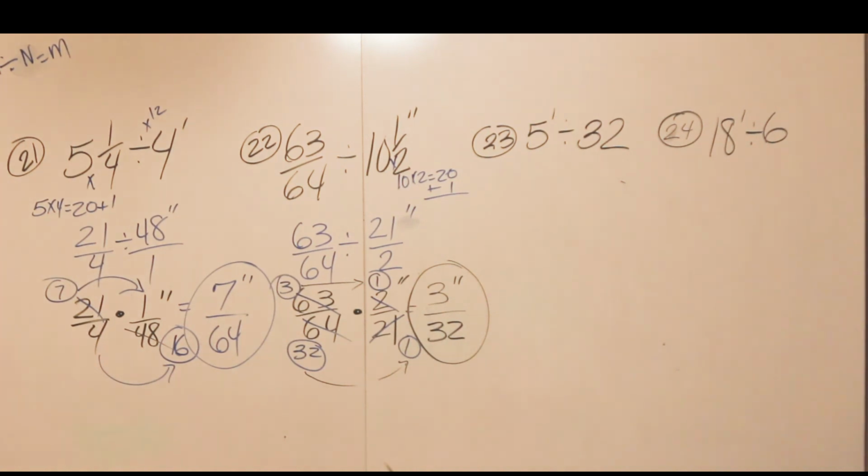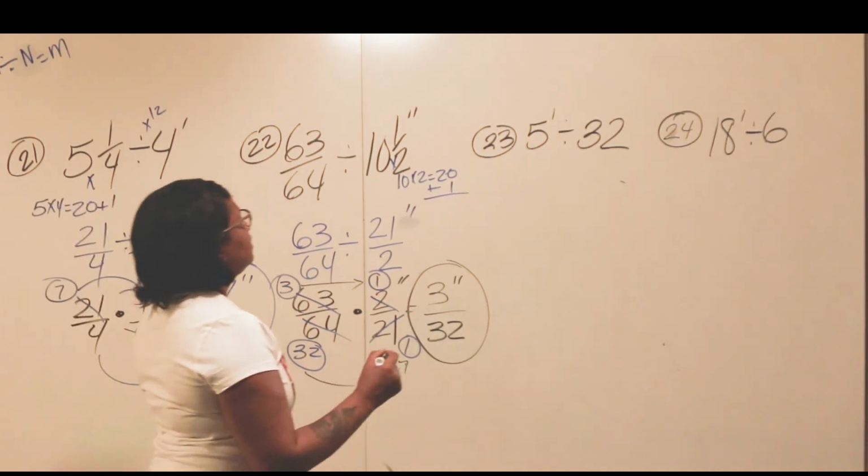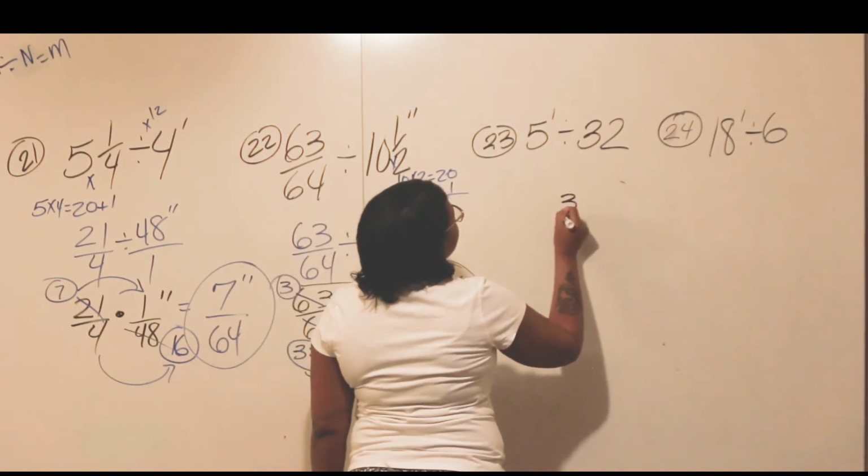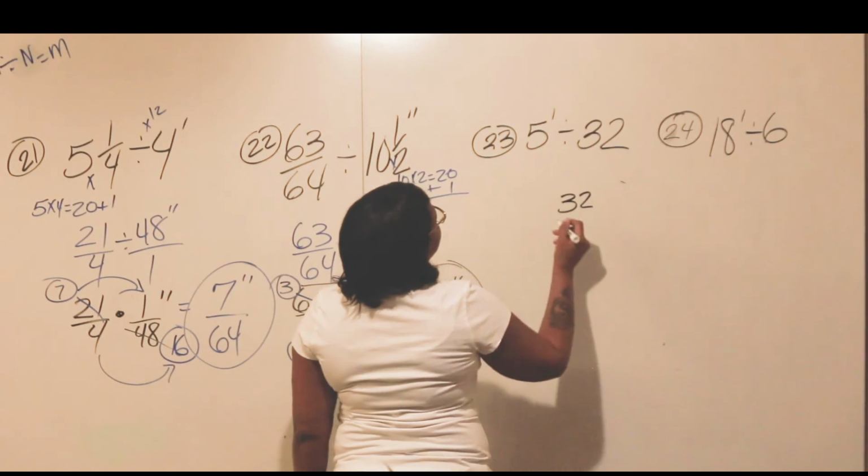Let's look at number 23. We got 5 feet divided by 32. Whole numbers. All right, so there are shortcuts just like in the beginning. We're switching gears to whole numbers. So 23, we have 5 feet divided by 32. What do we need to do? We have to convert feet to inches.